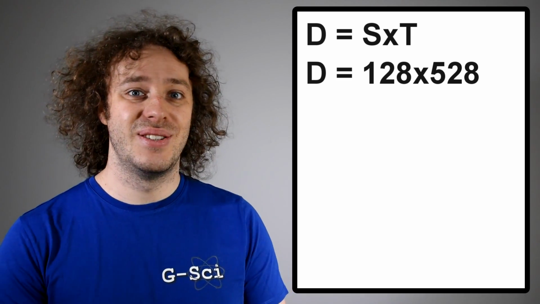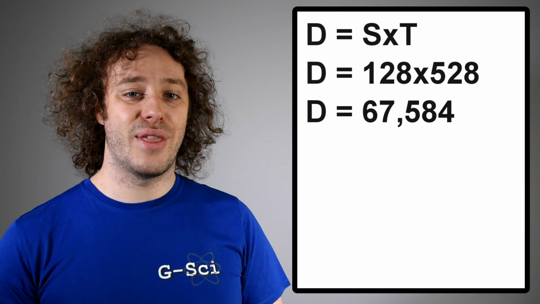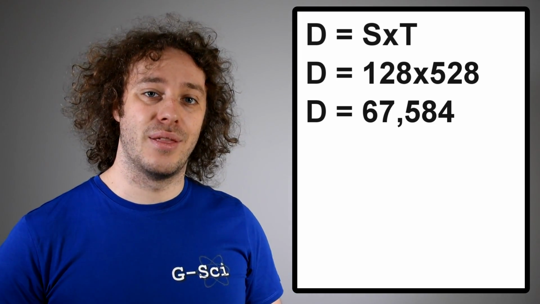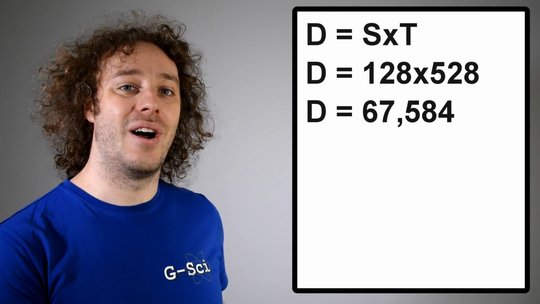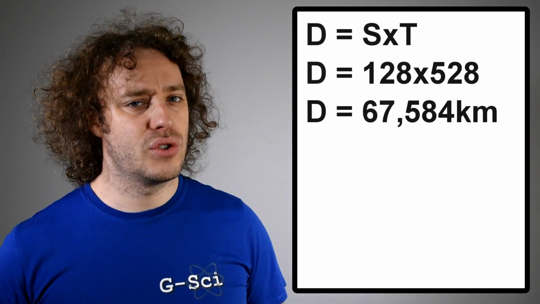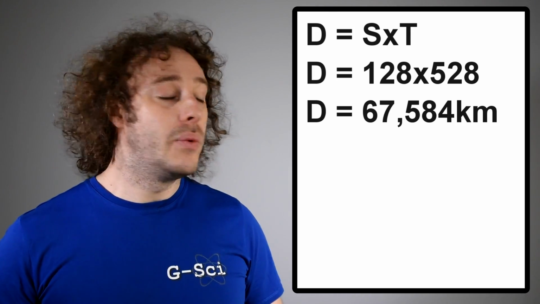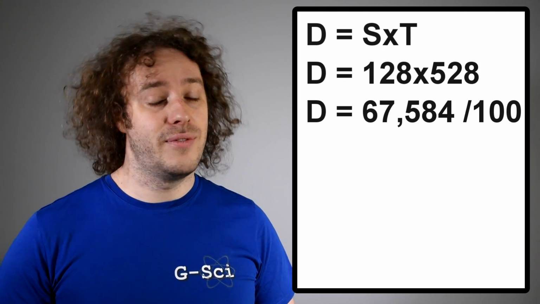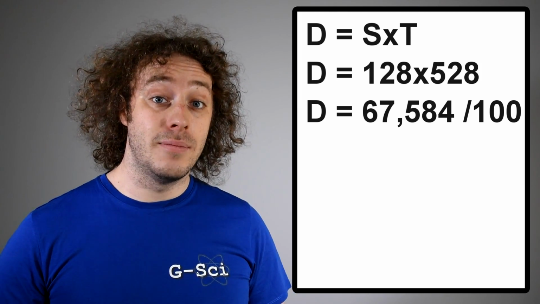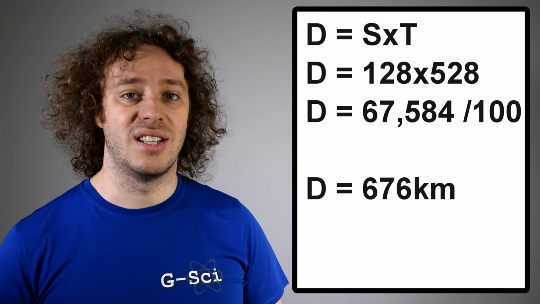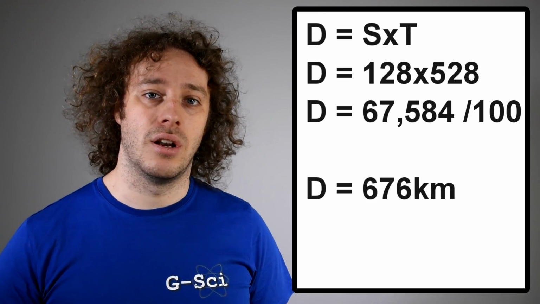And if we times these two together, we get 67,584. This is the length that the train went in that time in kilometres. Now, we went 100 squares, so we're not quite finished yet. We need to divide this by 100. So 67,584 divided by 100 gives us about 676, rounded to the nearest kilometre.